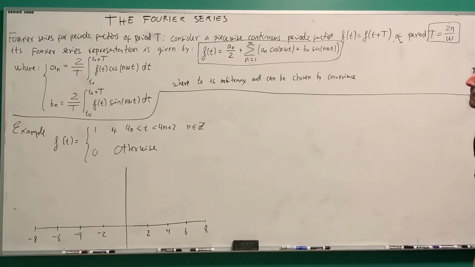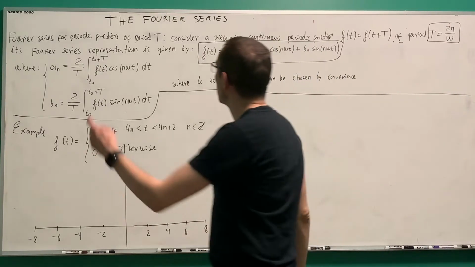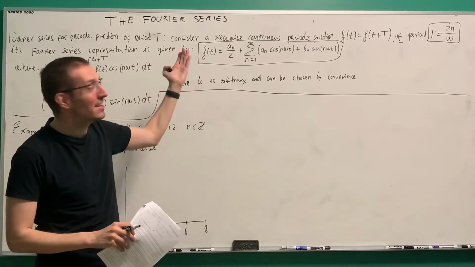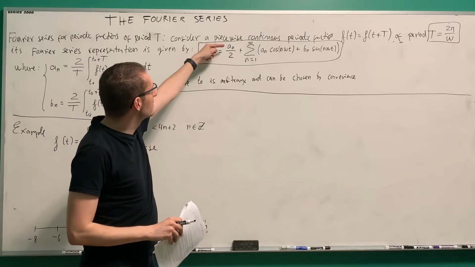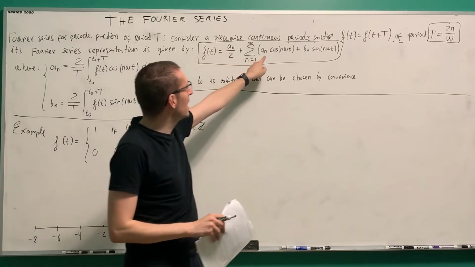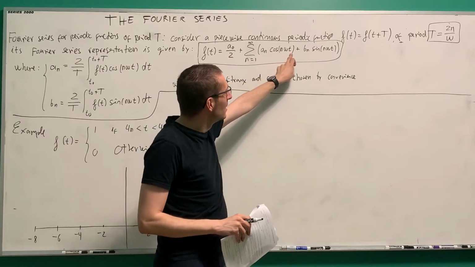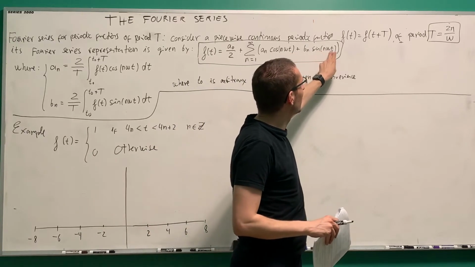is 2 pi over omega, okay? And then we say, the Fourier series representation for this function, so the function is exactly equal to a0 divided by 2 plus the sum of an cosine, instead of nx, now it's n omega t, plus bn sine n omega t.